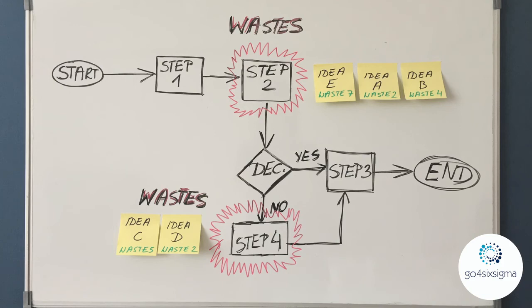Okay, so we have TIMWOOD: transport, inventory, motion, waiting, overproduction, overprocessing, defect. The last one is unused creativity of employees. And I think we are done with this part of the analyze phase. This is like pure lean, so really how to eliminate waste.